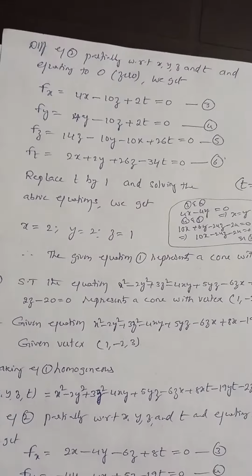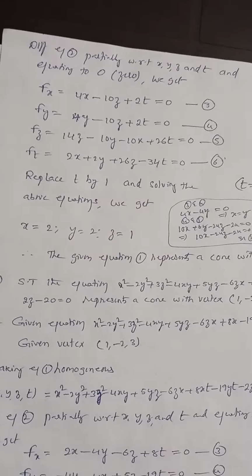Fx is equal to 2x minus 4y minus 6z plus 8t is equal to 0. Similarly, fy is equal to minus 4x plus 5z minus 19t is equal to 0. Fz is equal to the partial differentiation: 6z plus 5y minus 6x minus 2t is equal to 0, and ft is equal to 8x minus 19y minus 2z minus 40t is equal to 0. You call that equation number 1.